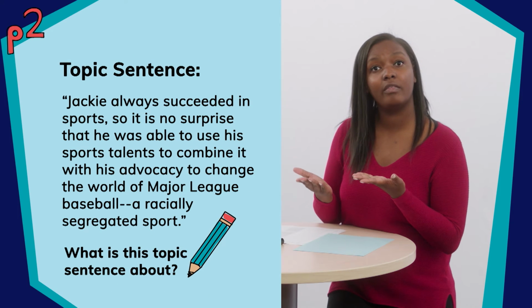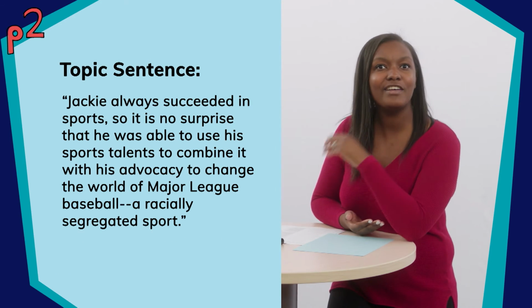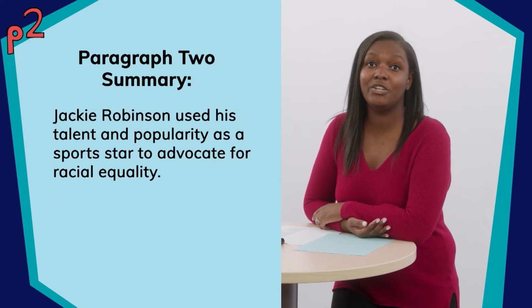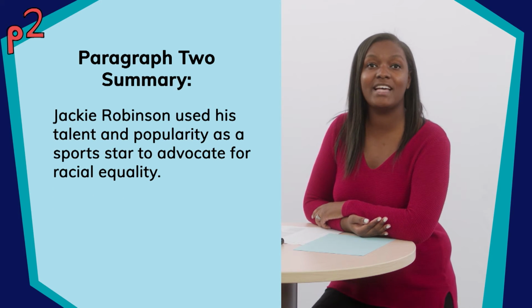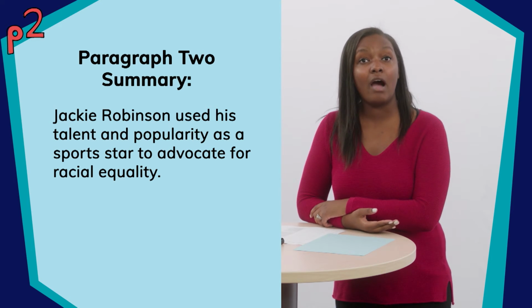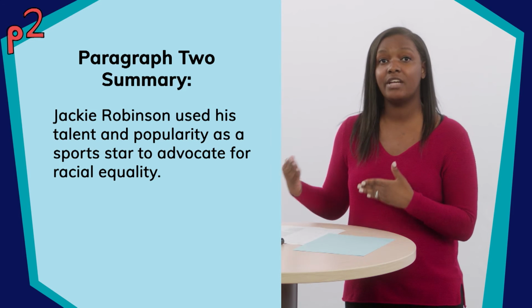So what did you come up with? I'm listening. Awesome. I think mine is really similar. I wrote, Jackie Robinson used his talent and popularity as a sports star to advocate for racial equality. Now, let's reread the detail sentences to see if there's anything else we should add to our summary.